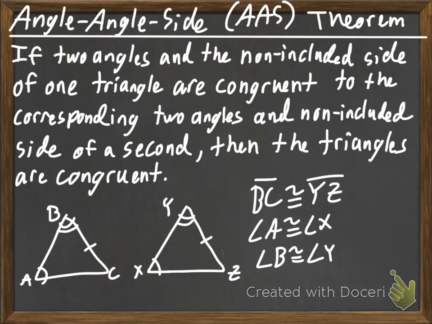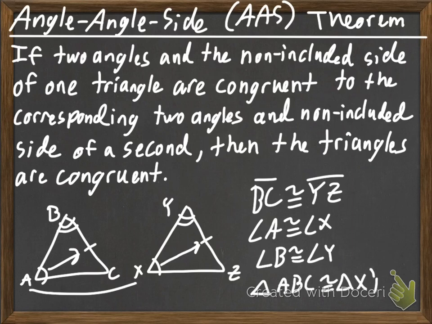But we also have to notice that right here, A and X are the two congruent angles, which means that if BC is across from A, then YZ has to be across from X, which it is. If there was a different side, then they would not be congruent. But it is, so we have triangle ABC is congruent to triangle XYZ. So those are your four theorems and postulates that we're going to use.